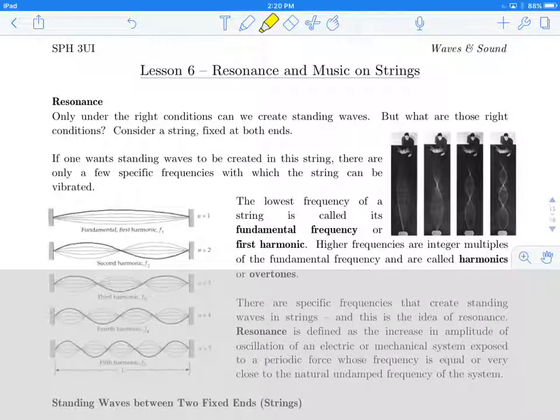Okay, so here we are with lesson number 6. This is resonance and specifically music on strings. So we learned in the last lesson that only under the right conditions can we create standing waves. But of course now we want to know what those right conditions are. And so today we're going to look at strings.